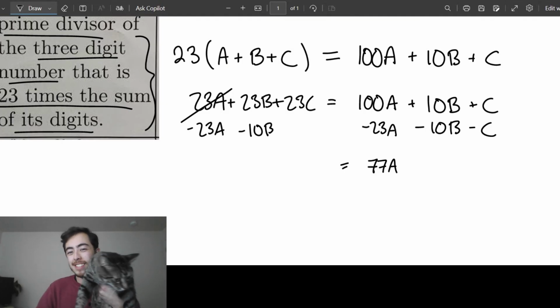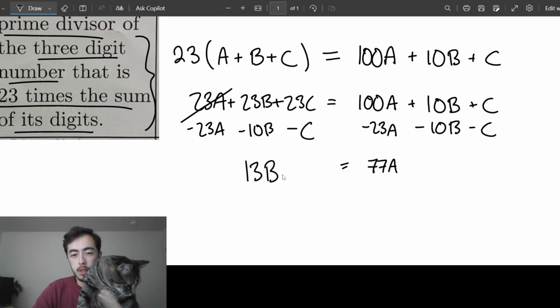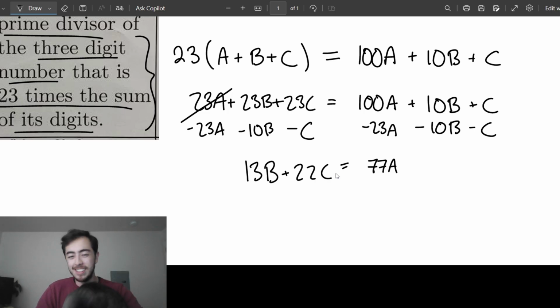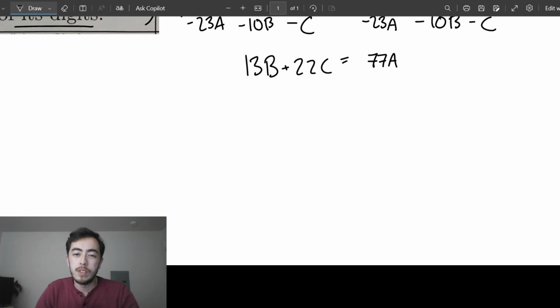Alrighty, here he is. So let's subtract the 10B, subtract the C. We'll get 13B plus 22C on the left side. And then we'll get the 77A on the right. So it's a little bit hard here because we have three unknowns and only one equation that relates them, but I'm going to see if I can create multiple equations out of this one.